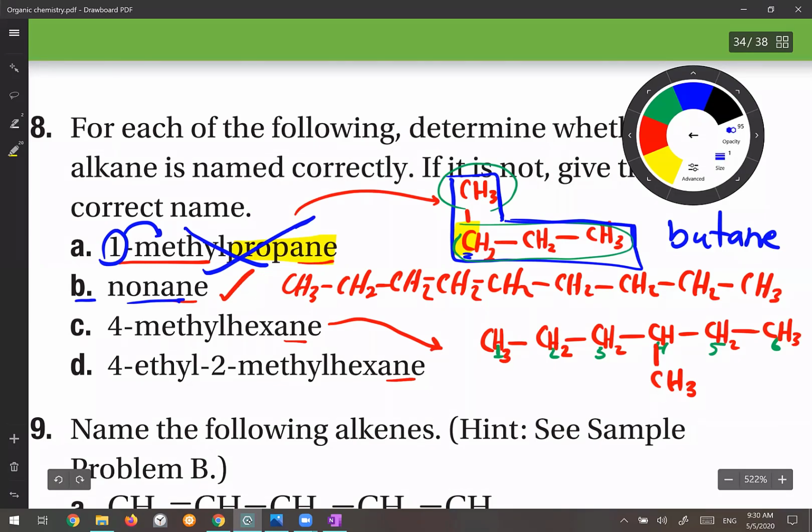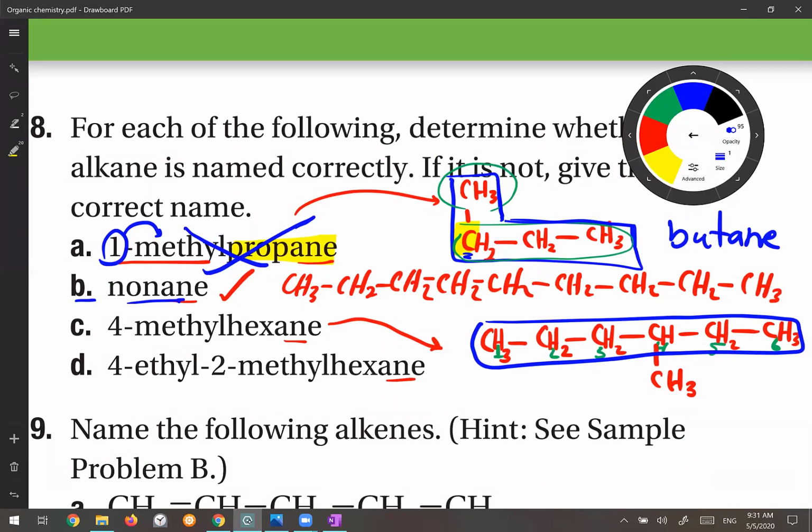Any idea? It is not correct. What's the problem? It has to be a 3-methyl hexane. Exactly. It has to be 3-methyl hexane.